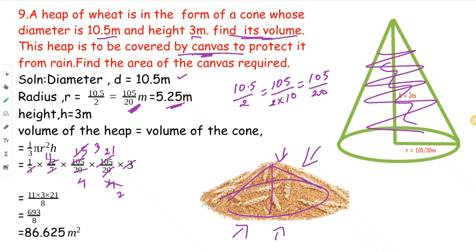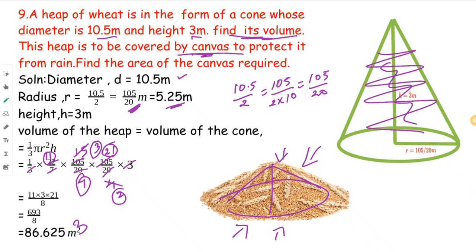So when you look at the numerator, we have 11 into 3 into 21, the denominator 4 into 8. So when you multiply the numerator, we'll get 693. When you multiply the denominator, 4 into 2 will get 8. So the volume is how much? 86.625 meter cube.